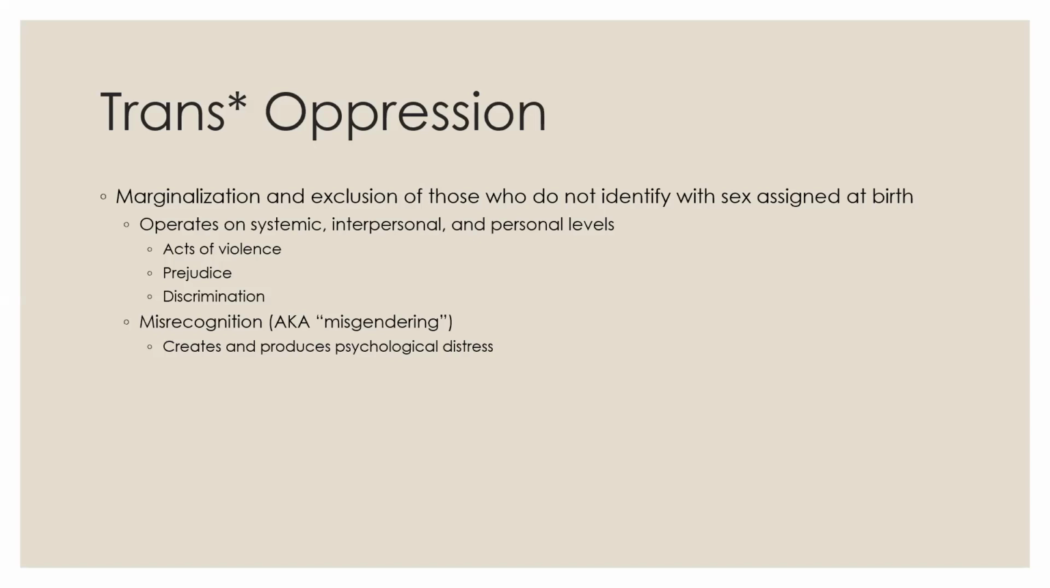What we do know about trans oppression is that it is focused on the marginalization and exclusion of people who do not identify with their sex assigned at birth. This operates on every level: the systemic, the interpersonal, and the personal levels. What we have documented is that there are many acts of violence against people who identify as trans. The average lifespan, from what research suggests, is 35 years old. Now that is very, very young.